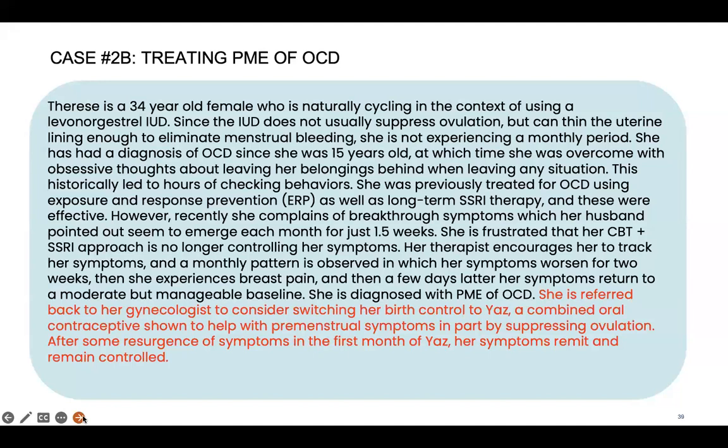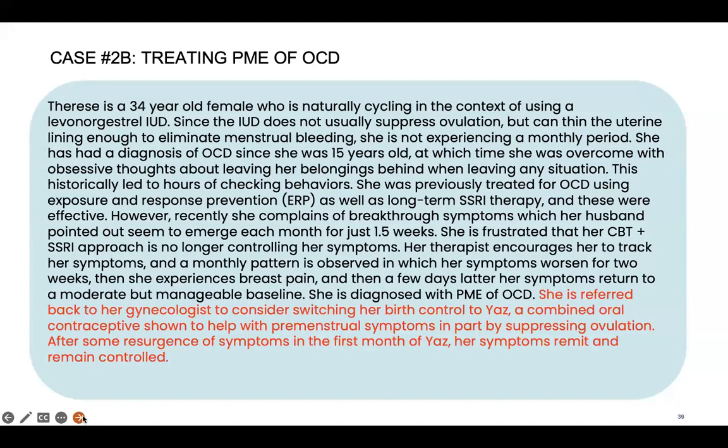She's had that OCD diagnosis since she was 15, at which time she was overcome with obsessive thoughts about leaving her belongings behind in any situation. She engaged in lots of checking behaviors. She did ERP and SSRI therapy, which was effective. But then she started to have these breakthrough symptoms that were occurring for about 1.5 weeks each month. So she started to notice that her CBT and SSRI approach wasn't controlling her symptoms adequately anymore.